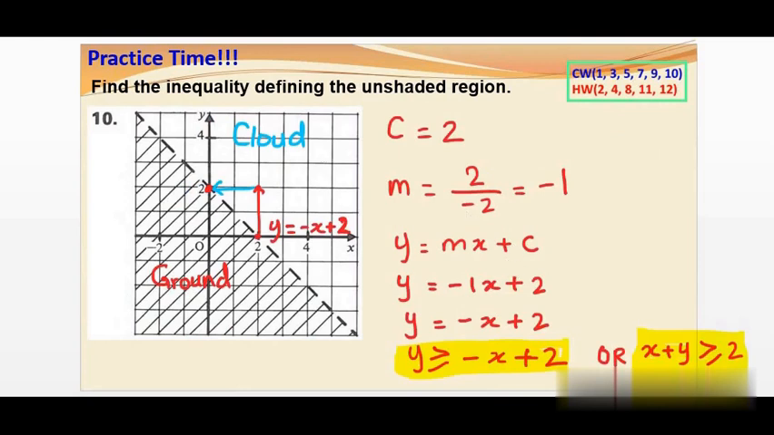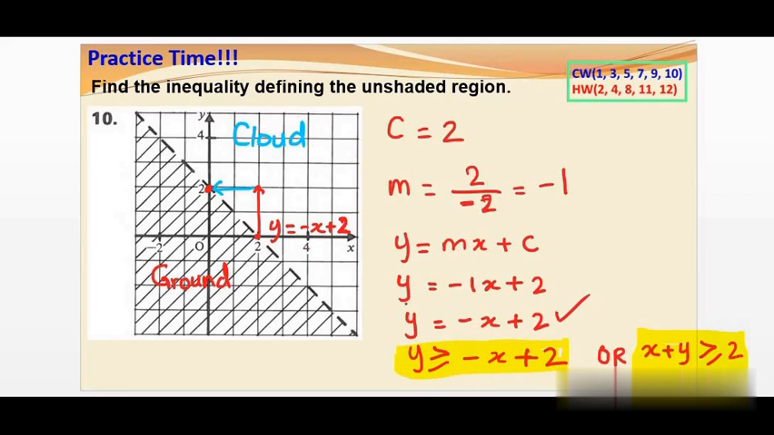Here is the answer for question number 10. How I found m: clearly you can see I have to rise 2 steps upward and then I have to move 2 steps to the left. So rise over run, if you are running to the left side, it's always taken as negative, right? So it will be 2 over negative 2, that means negative 1. y is equal to mx plus c. Now let's substitute m by negative 1, c by 2, right? c is the y-intercept, here it's 2. So it becomes negative 1x, that means negative x plus 2. So this is the main equation for this line.